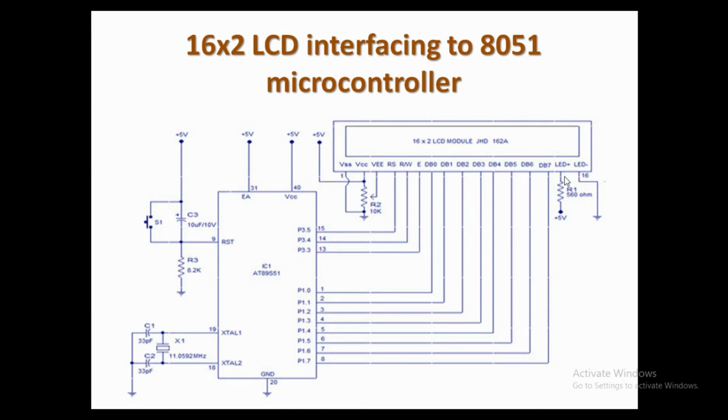Then the last 2 pins control the inside LED, or the light inside the screen. So usually we connect this resistance here to control the amount of current entering the LED in order to avoid destroying the LED in case there is a current imbalance. So this is the general configuration.